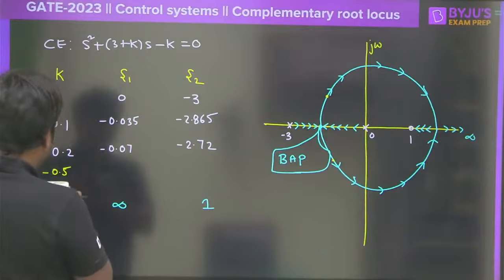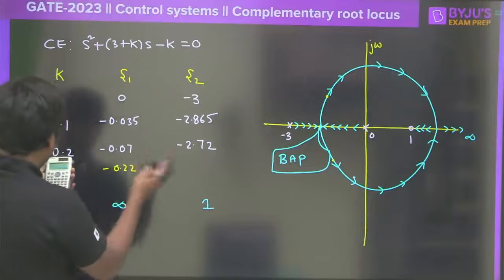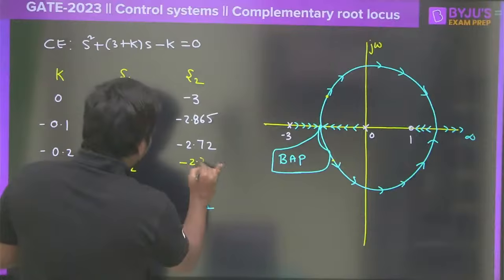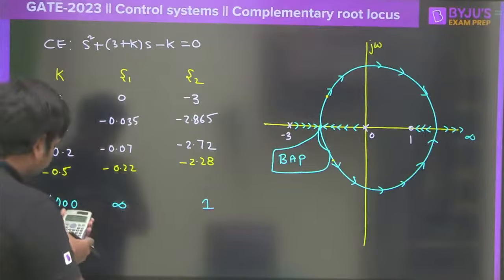So wait, I think again and again I am getting the same value, right? So once again, yeah, this is also coming like minus 0.22 and then this is coming to be equal to minus 2.28. Now I think you need to keep more values here, maybe keep k equal to 2. Let us see what is going to happen.